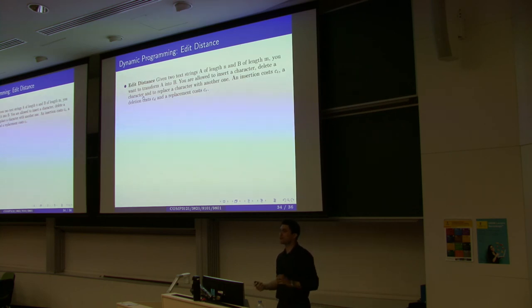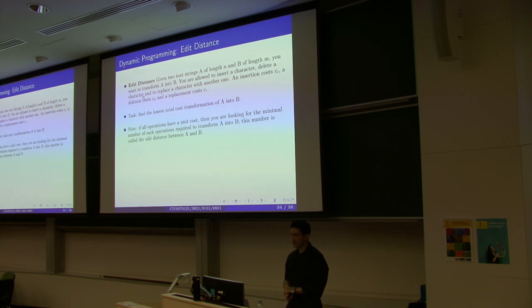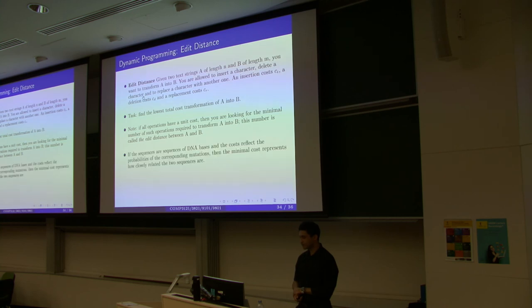You could have different costs for different kinds of operations. In particular, you could have a cost for deleting a character, a cost for replacing a character, and a cost for inserting a character. So we'll say that insertion cost is ci, a deletion cost is cd, and a replacement cost is cr. And the task is, again, to find the lowest total cost transformation from A to B. So you want to change string A to string B by using the least number of operations. And if all operations have unit cost, it's also called edit distance.